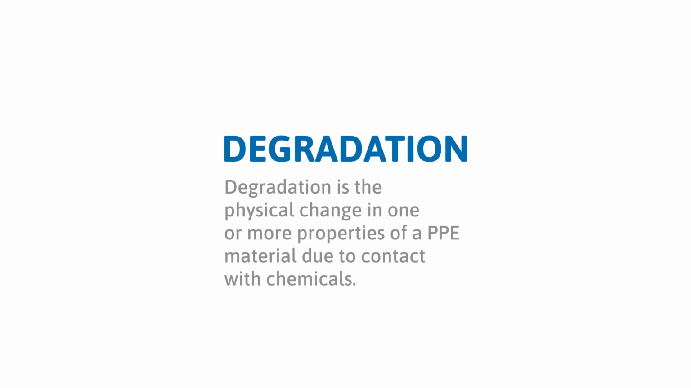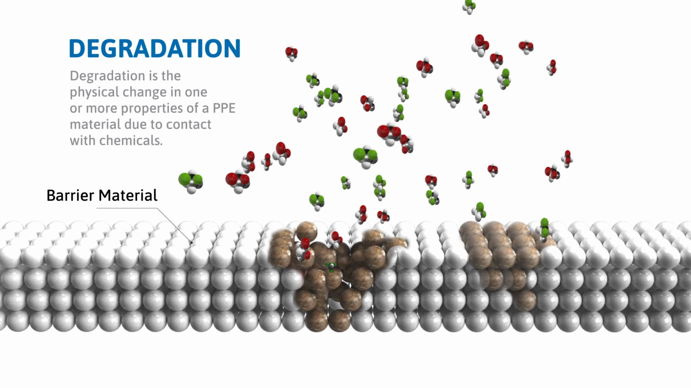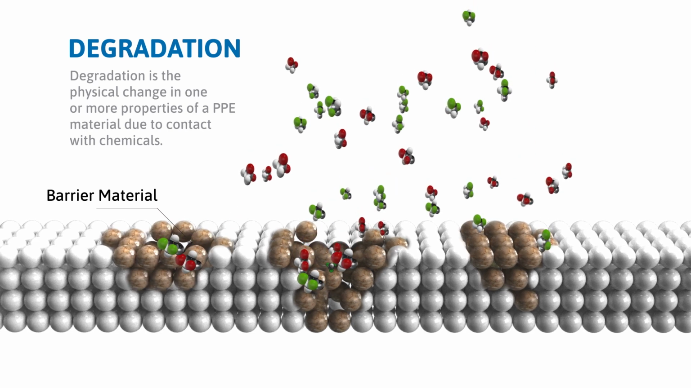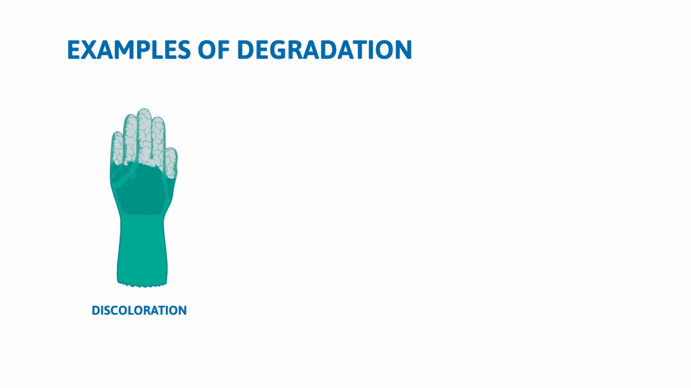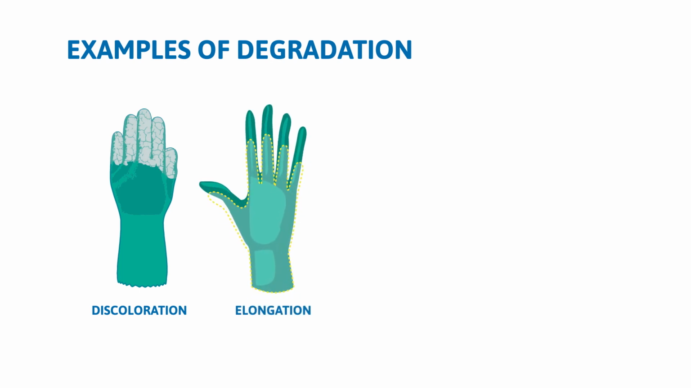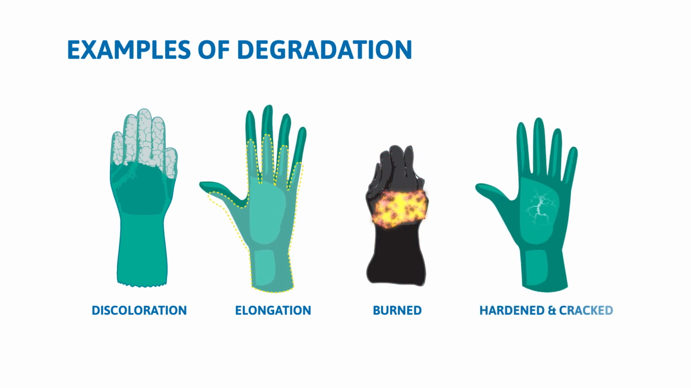Degradation is the physical change in one or more properties of the PPE material due to contact with chemical. Obvious indicators include discoloration, elongation, and burned or cracked gloves.